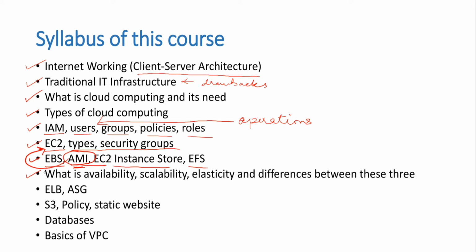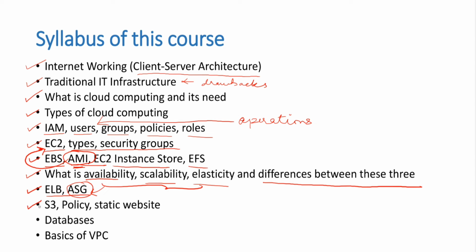Then we will see what is availability, what is scalability, and what is elasticity. Okay, these are the hot terms of AWS or any cloud computing service provider, and then we will know the difference between them; these are interrelated but are different. Then because of these three things, we are able to achieve these two things, which are ELB and ASG. ELB stands for Elastic Load Balancing and ASG stands for Auto Scaling Groups. So we will see this.